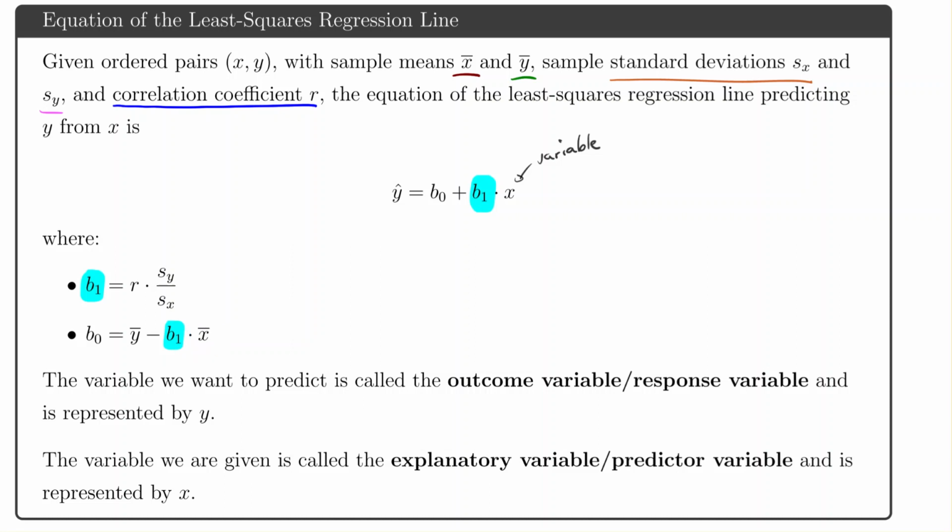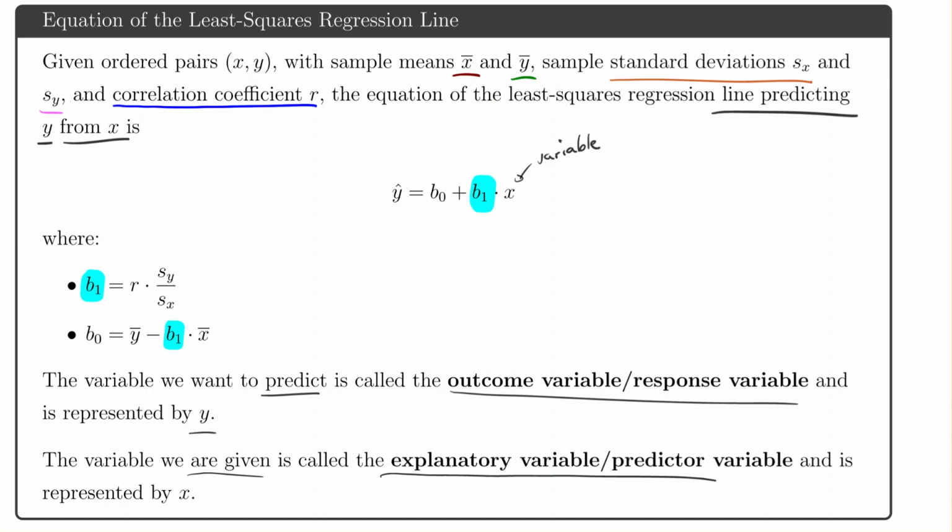The final thing I want to draw our attention to is the phrasing here. It says we're predicting y from x. So from x values, we're predicting the y values based on the trend set in the data. We have a particular name for the variable that we're predicting and the variable that we're drawing from. The variable we want to predict is the outcome or response variable, and it's represented by y. The variable that we're given is the explanatory or predictor variable, and it's given by x.